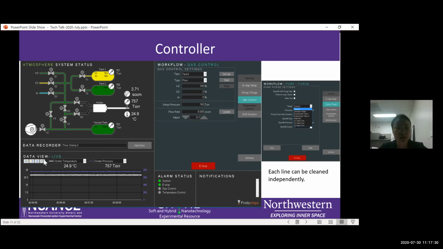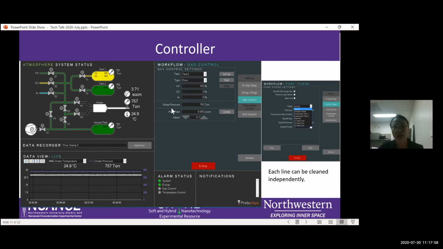All the parameters can be monitored and recorded in this data view area. You can select which function you want to monitor. You can see the holder's temperature, holder's pressure, holder's flow rate. Also, you can see the vacuum tank pressure too. It really depends on you. So the right side panel here is the gas control.